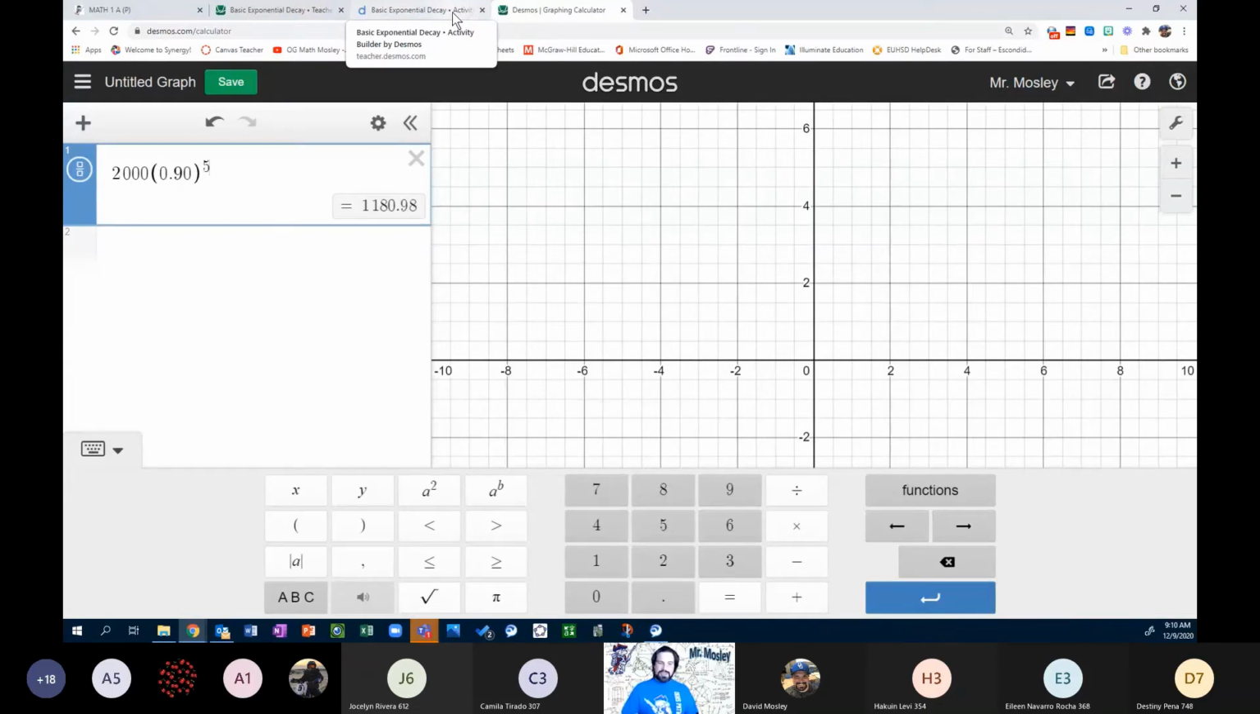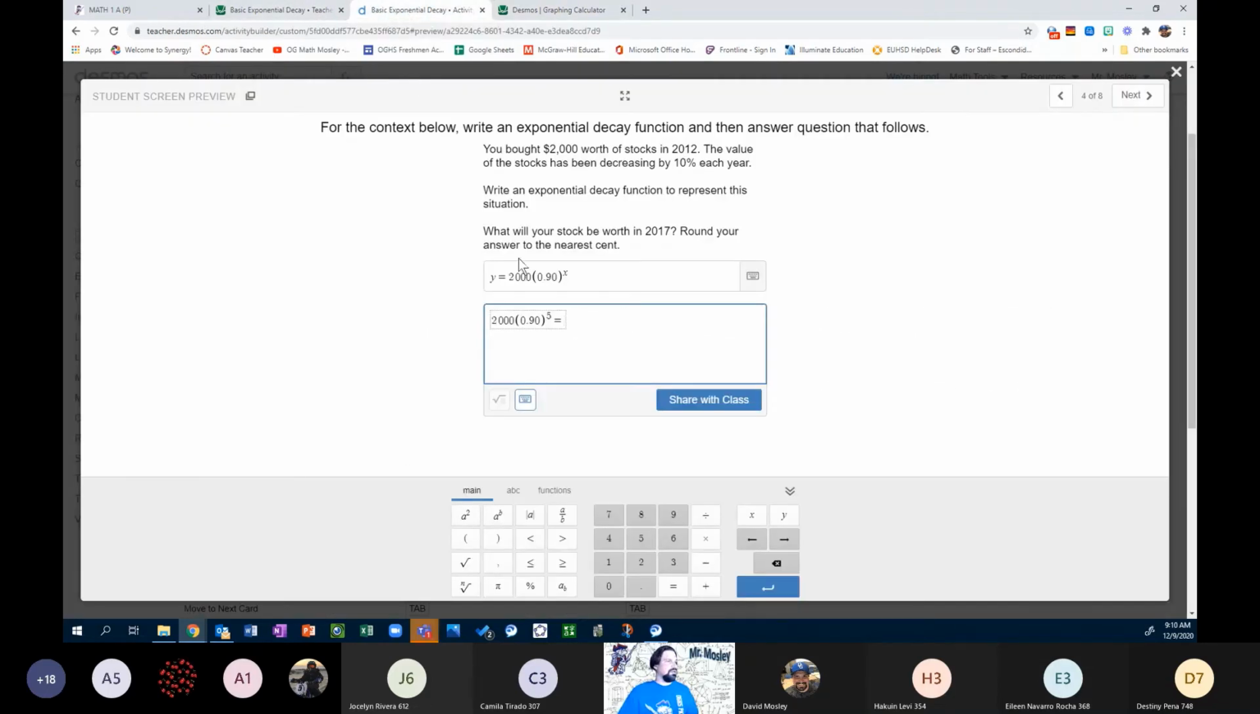So we're using 0.9 because 1 minus 0.1 is 0.9. Right? So this right here, 1 minus 0.1, since that's within the parentheses, I can actually do that math if I want to and just represent 1 minus 0.1 as 0.9.